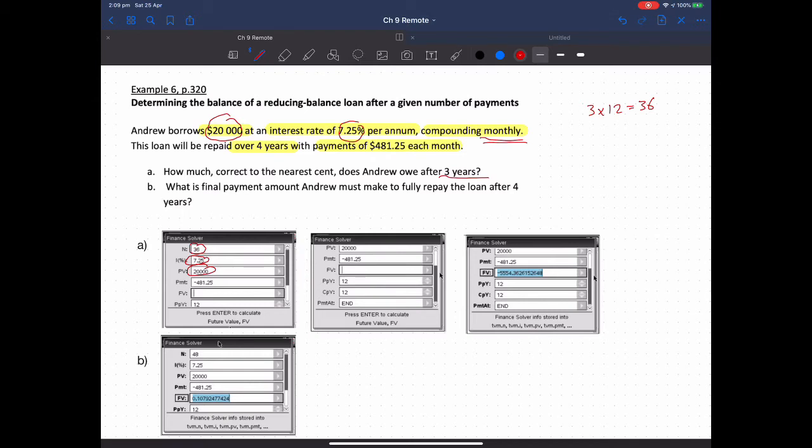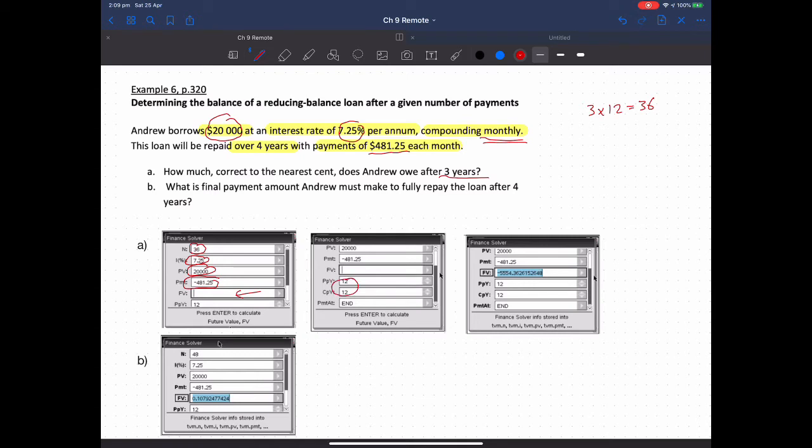Now, the next thing we have is the regular payment. The regular payment is of $481.25. So Andrew gives that money to the bank. The bank has that, so it is negative $481.25. We're wanting to know what he will owe 3 years in the future. So future value is what we're trying to find out. He is doing this compounding monthly, so PPY and CPY are 12.